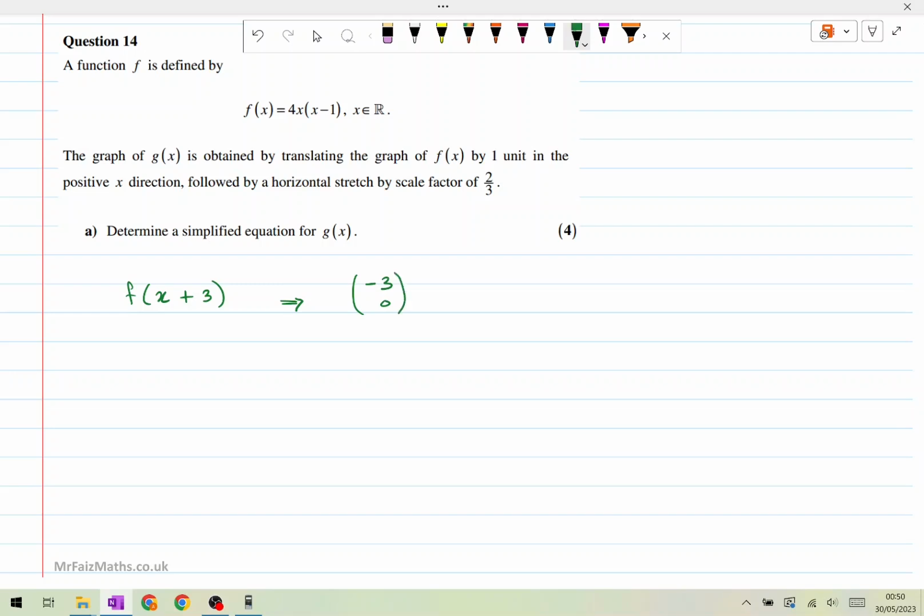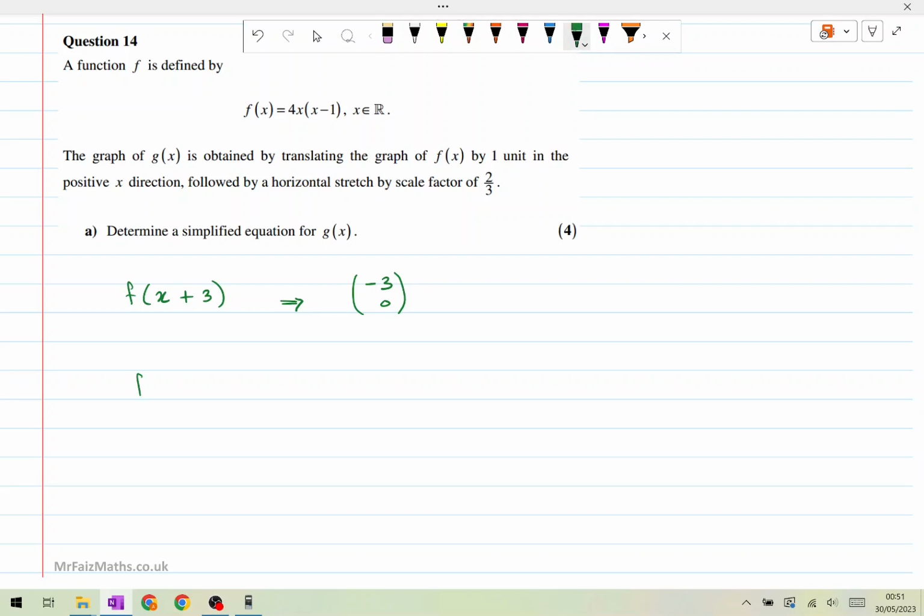So the translation vector would be minus 3, 0. So it's just another way to say move 3 units to the left. If this was, let's say, f of x minus 3 over here, then the effect of that would be to move this 3 units to the right. So this is one of the transformations we are going to need for this question.